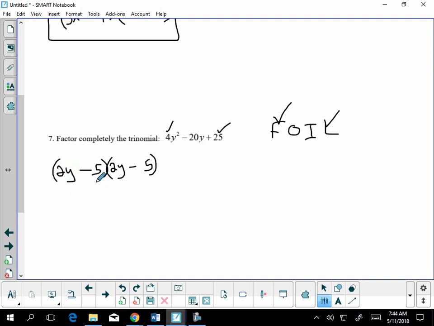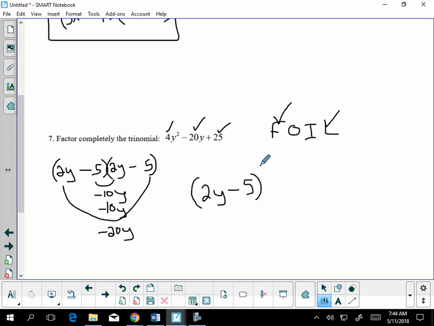I'm going to go ahead and check it real quick. That's going to give me negative 10y. Check those outer terms. Negative 10y. Add them together and you get negative 20y. So that checks out. You might see it like this on the answer line. Chances are, since it's the same term twice, they're going to write it with an exponent like this. So then you just want to circle that and go from there.